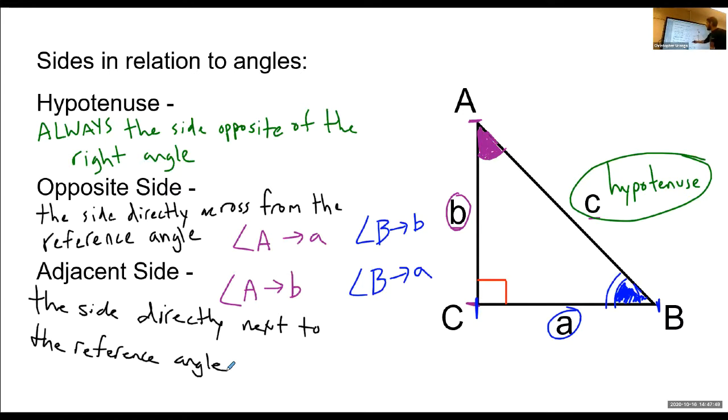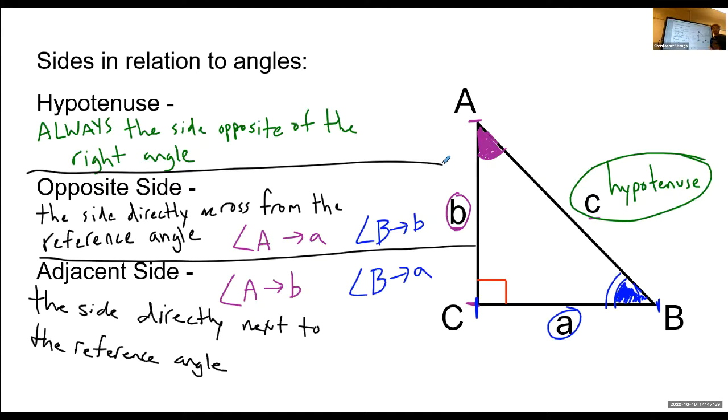So these three types of sides are going to be very important as we move forward in this unit. We have the hypotenuse, which will always be opposite of the right angle, directly across from the right angle. It will also always be the longest side. Then we have the opposite side and the adjacent side, which will change depending on your reference angle. You may notice that the opposite side of one of the angles is the adjacent side of the other angle, and vice versa. So that's a relationship that we will be using later on as well.